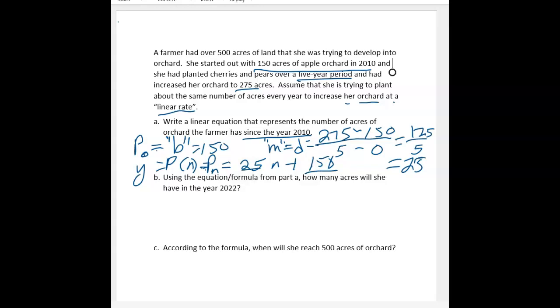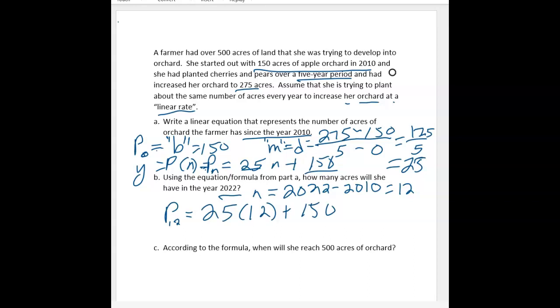So using that formula from part A, how many acres will she have in the year 2022? So n is going to be equal to how many years since the beginning? Well, 2022 is going to be 12 years since the year 2010. So we're going to take P sub 12, after 12 years, is equal to 25 times 12 plus the 150. So 25 times 12 is 300. 300 plus 150 is 450 acres.